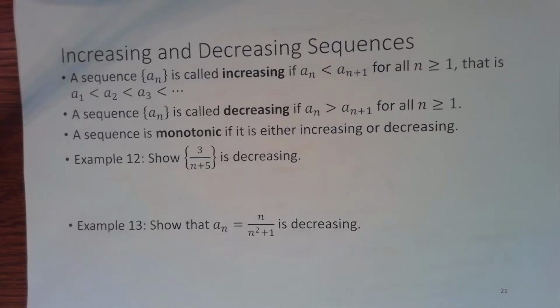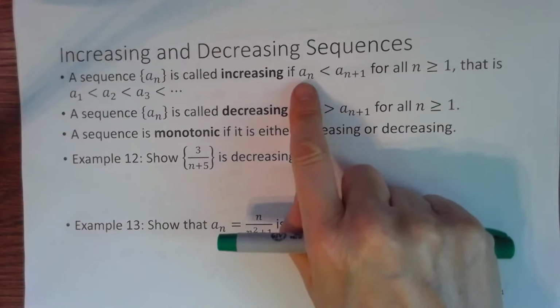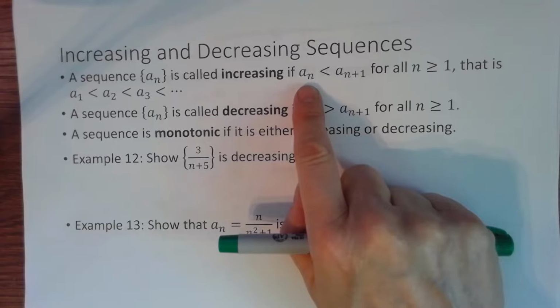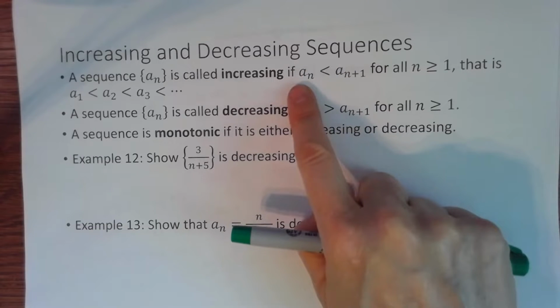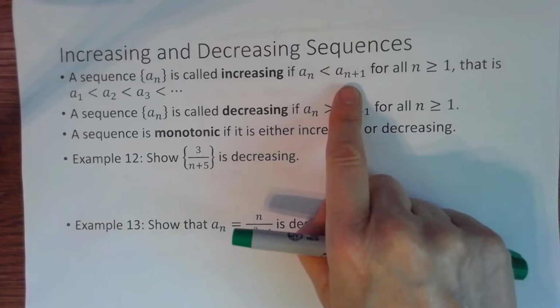The last thing we want to look at to finish up section 11.1 are increasing and decreasing sequences and sort of the consequences of those. A sequence is called increasing if every term is less than the term that comes after it. It has to be strictly less than the term that comes after it.